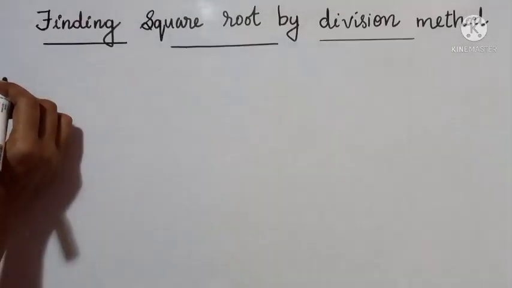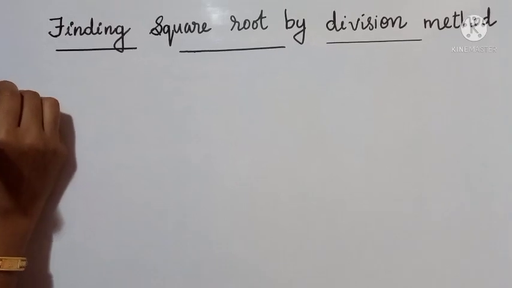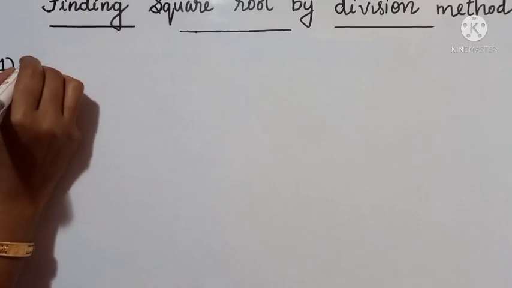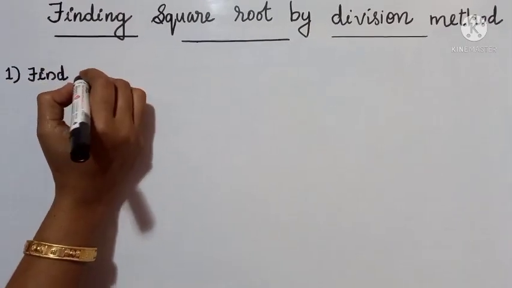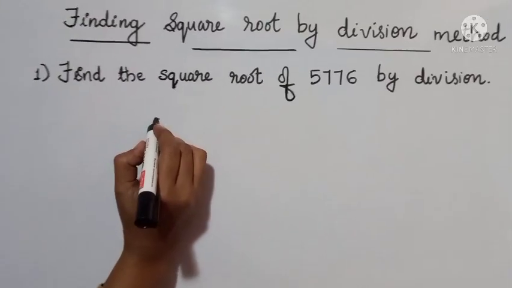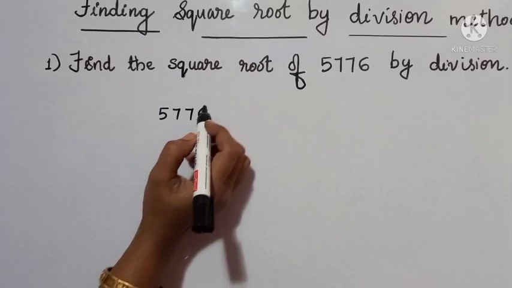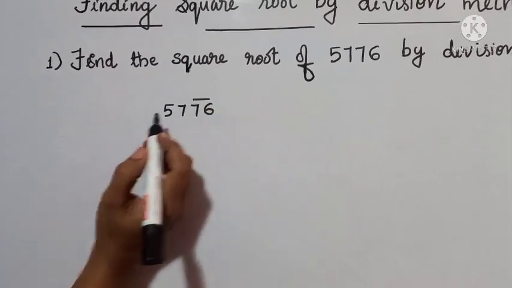Hello children, now we can find the square root of perfect squares by the division method. And the first question is, find the square root of 5776 by division. Write the number 5776 and place a bar over every pair of digits starting from right to left.